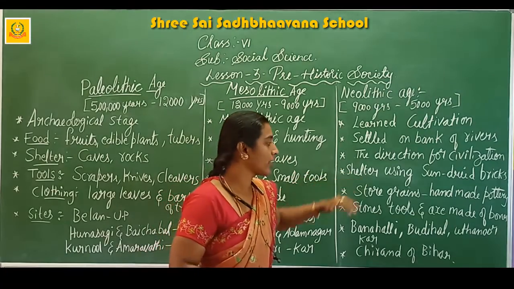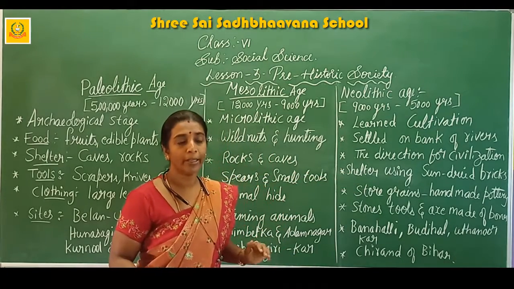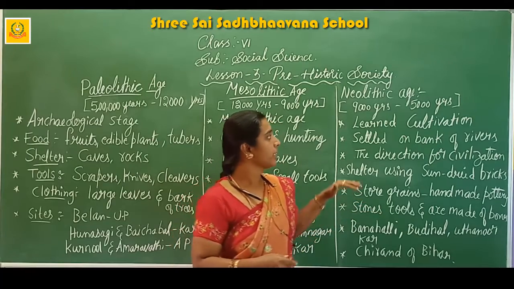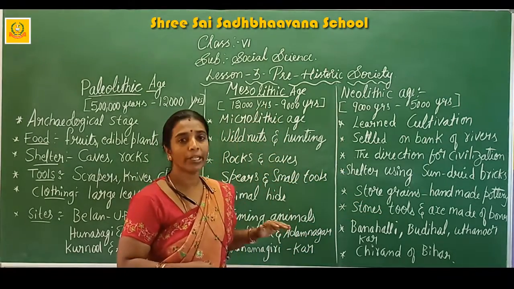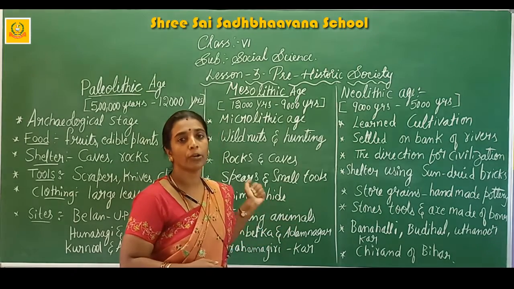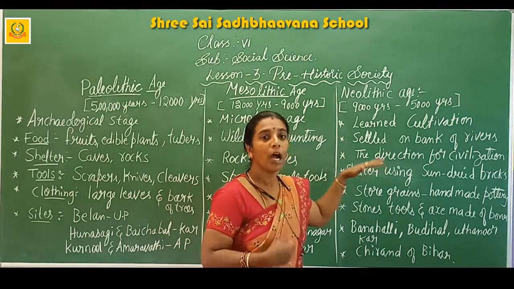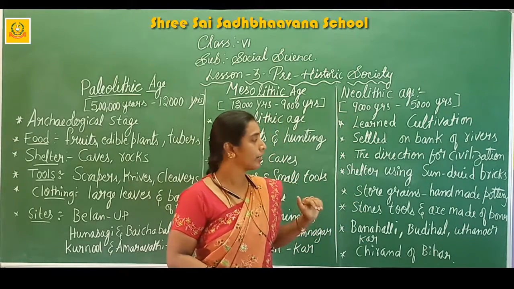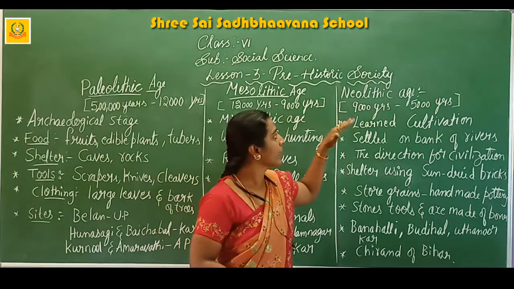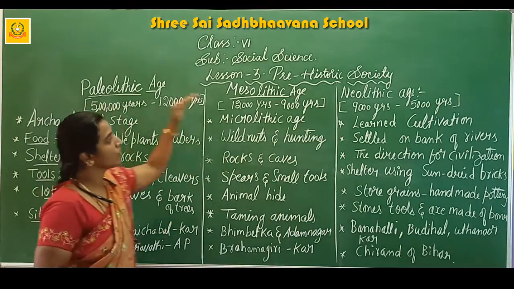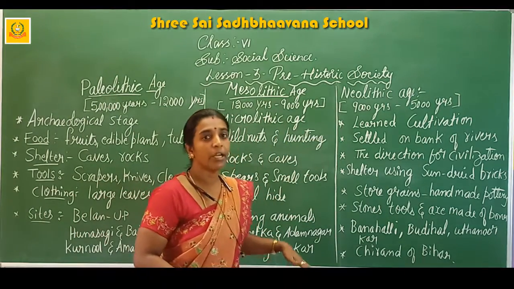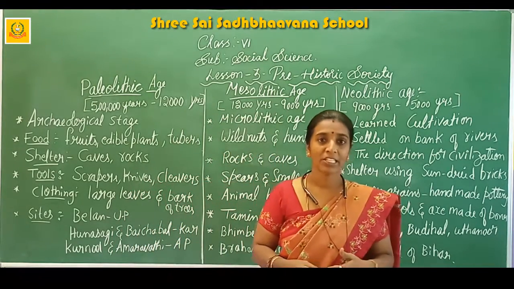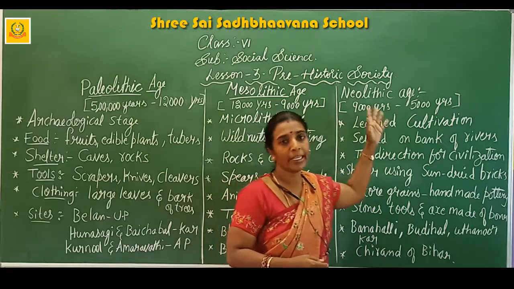Even the Neolithic age people knew how to control fire. In the Mesolithic age itself they understood how to use and control fire. Here they upgraded it and started to use fire for different purposes. Understood, children? So it is the Paleolithic age, Mesolithic age and Neolithic age. Next topic, we are going to move on to study the Metal age, which comes after the Neolithic age.